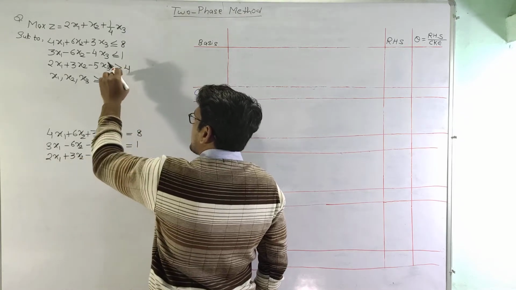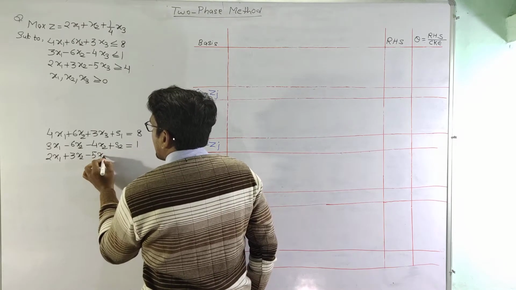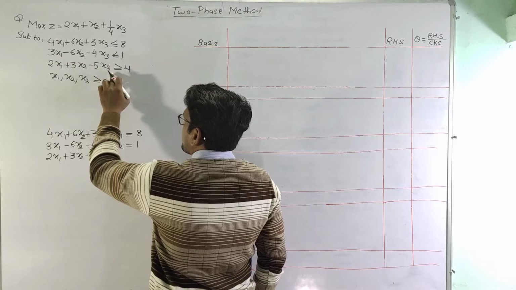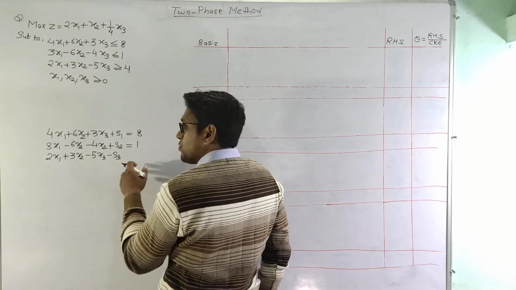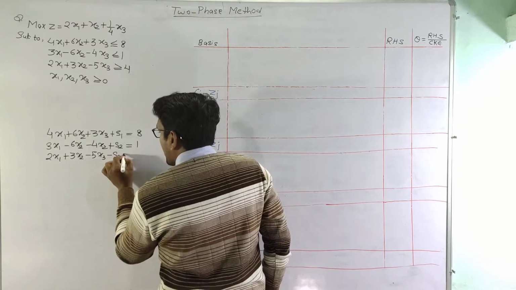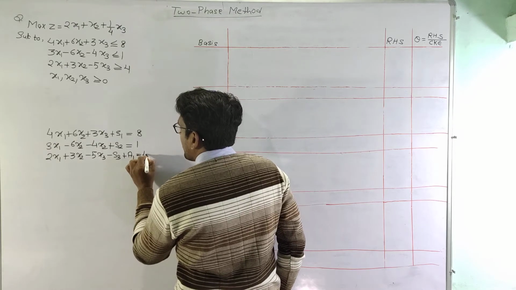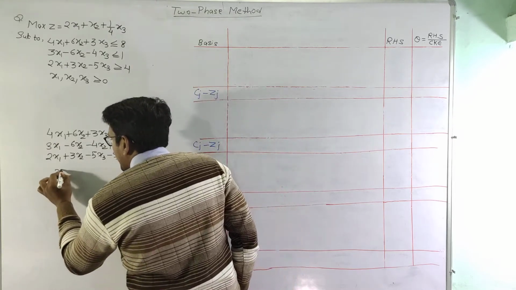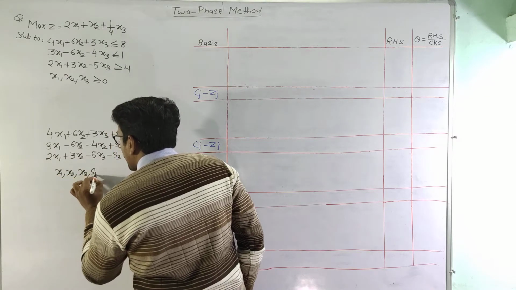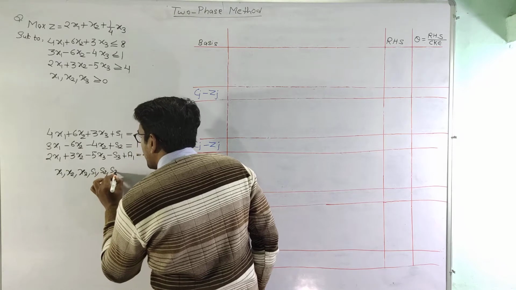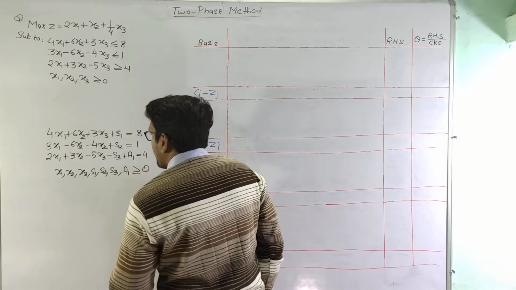Here the sign is greater than or equal to, so we need to subtract a variable which is a surplus variable. So minus s3 is the surplus variable, and we need to add another variable which is an artificial variable. So plus a1 will be equal to 4, and we need to make sure that x1, x2, x3, s1, s2, s3 and a1 are all greater than or equal to 0.